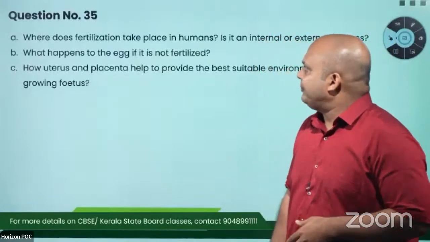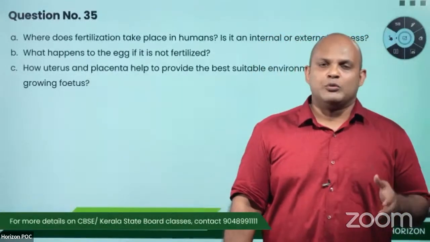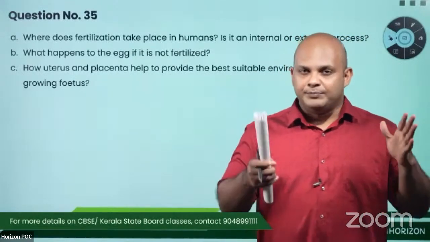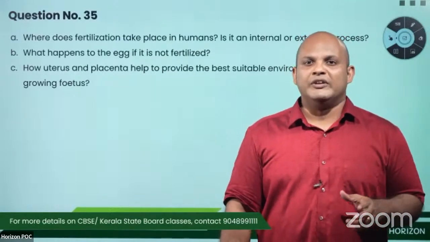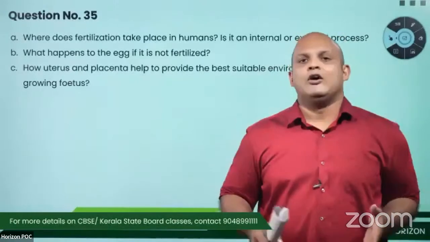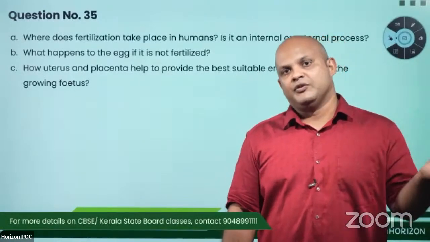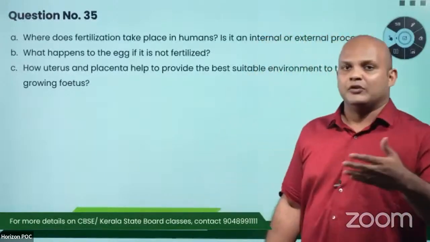Option B, what happens to an egg if it is not fertilized? So humans have a menstrual cycle in females. If the egg is not fertilized, what will happen? After a preset amount of time, approximately 27 days, the entire ovum along with the endometrial lining, the inner lining of the uterus, will be dissolved and expelled out of the body. And the next implantation will take place after that, if the egg is not fertilized in that time.